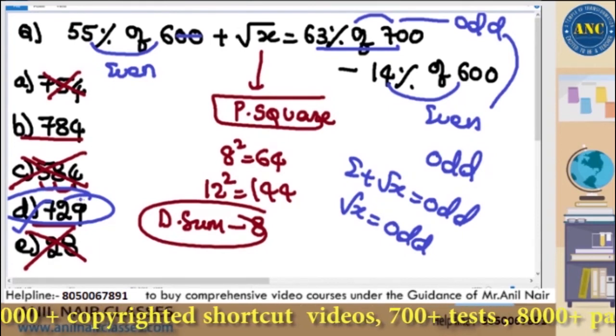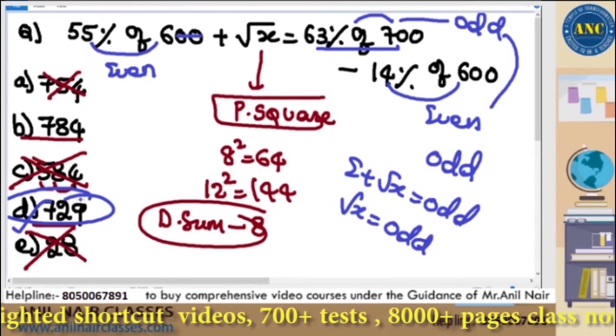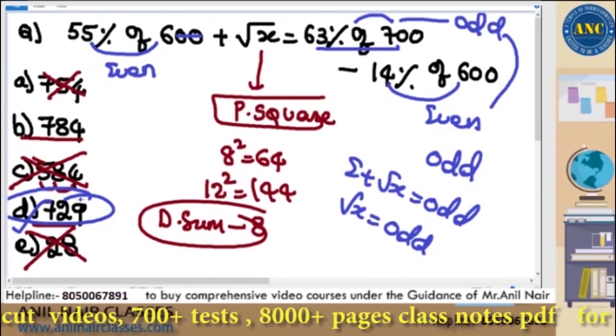Right? Praveen, unit digit will work when decimal numbers also. I will take a question.